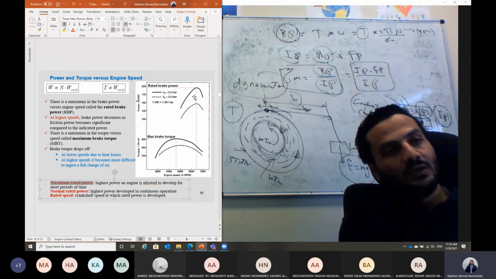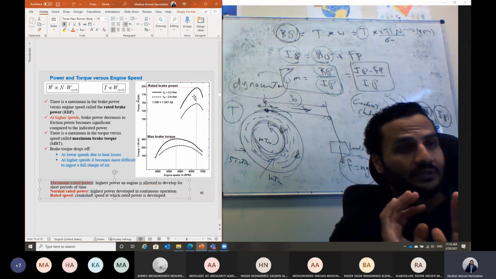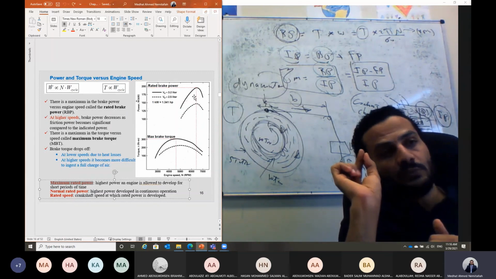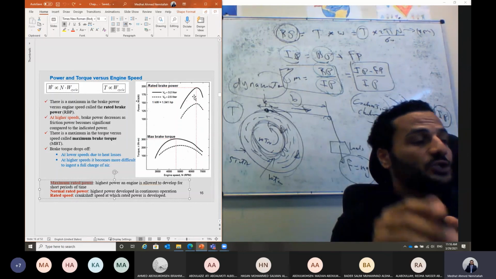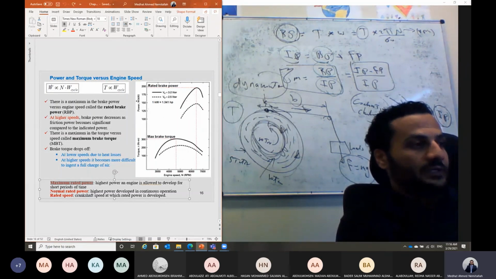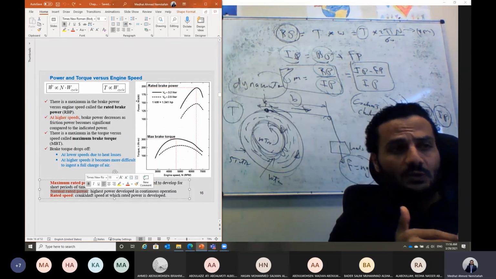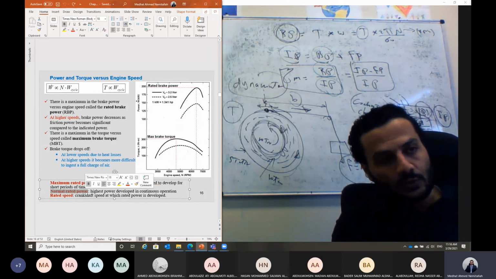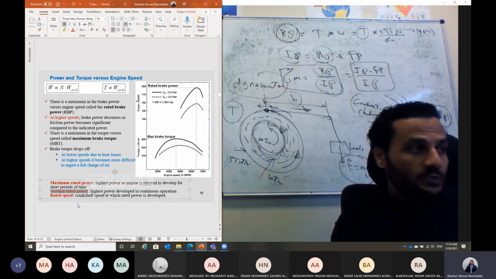The terminology maximum rated power is the maximum power that the engine can reach. But we should not run the engine at this power for longer time. The engine can produce this power, but only for a very short period of time. But we have normal rated power, the maximum engine power at which your engine can be driven for longer time, as you want.